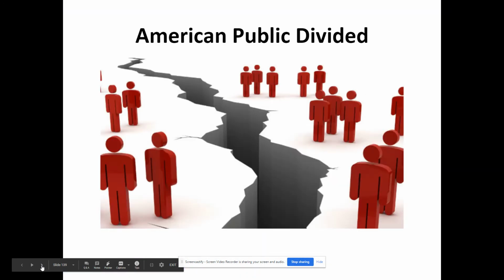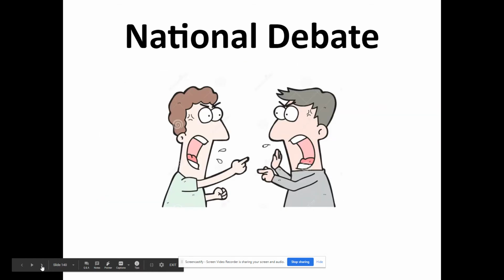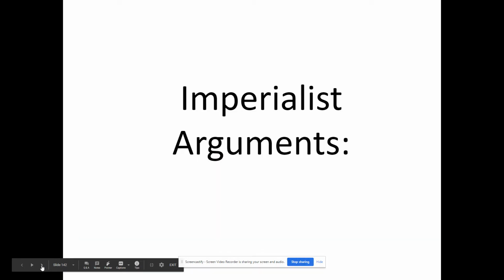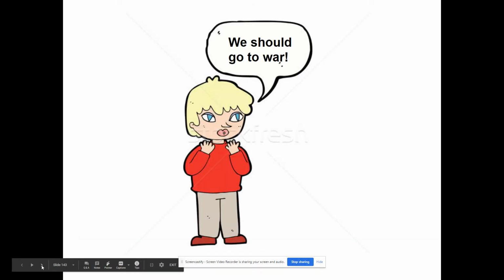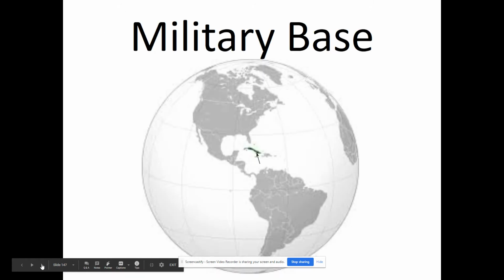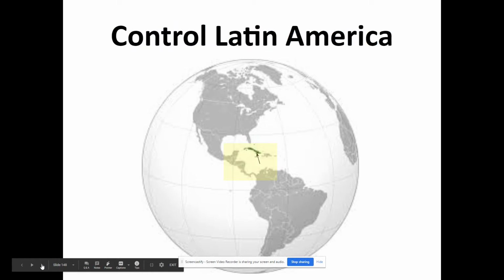So it looks like war is coming, but the American public were still divided. Some wanted war, some didn't. So we had a national debate between imperialists and anti-imperialists: people that wanted to conquer, and people that didn't want to conquer. Now, the imperialist arguments were that we should go to war. Number one, to get revenge for the Maine. Two, if we do kick Spain out of there, we can take over Cuba and put a military base there, and that military base will bring us really close, militarily speaking, to Central and Latin America. That will allow us to control all of this land, and land is power.